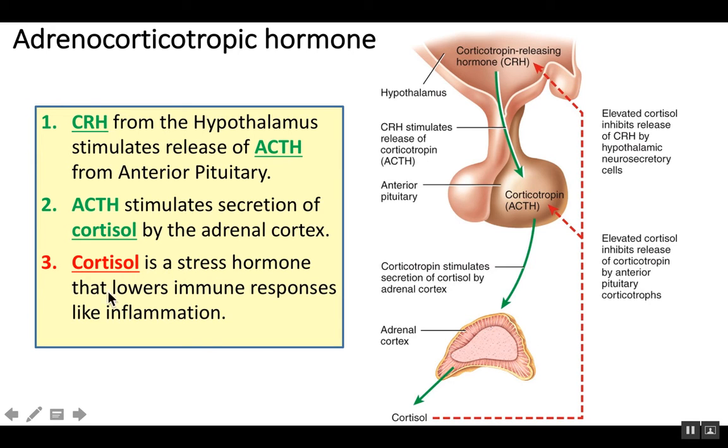So cortisol is a stress hormone. It lowers immune responses like inflammation. So that's an important hormone we'll get to when we get to the adrenal glands. But cortisol can be synthesized and given as a drug that reduces inflammation. You've probably heard of hydrocortisone. Hydrocortisone is a synthetic form of cortisol used to treat inflammation.